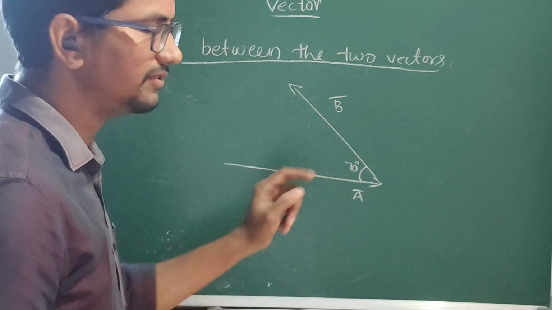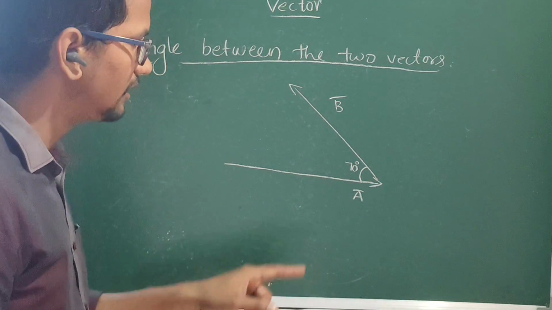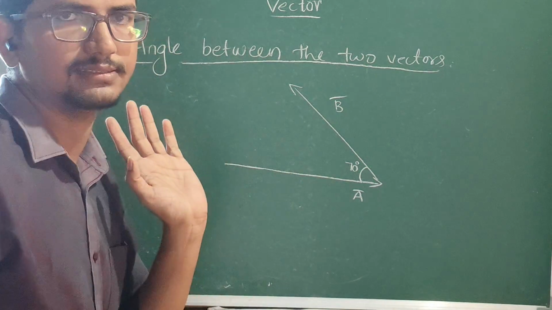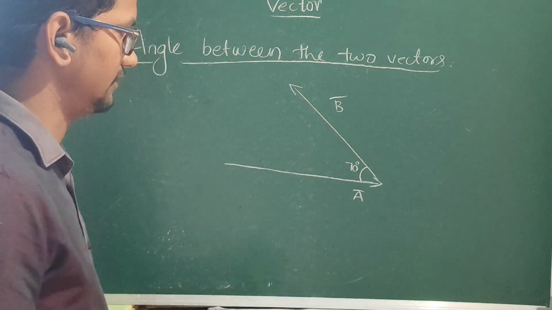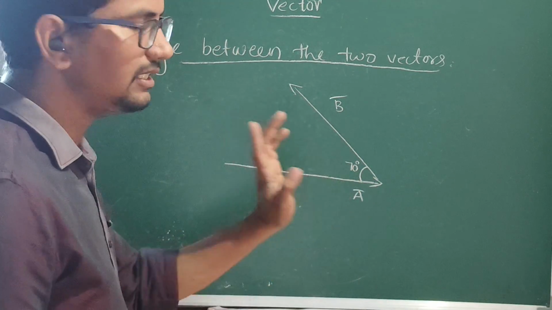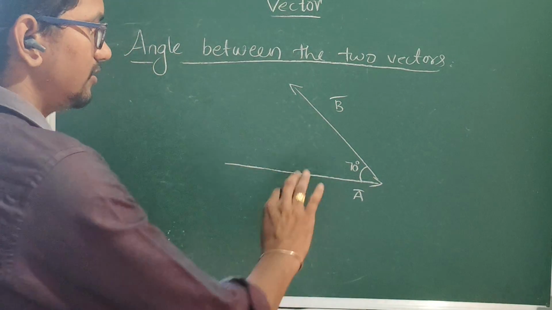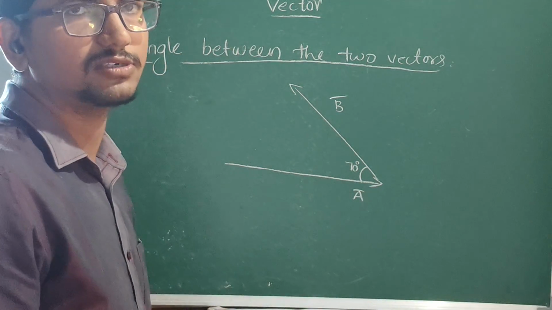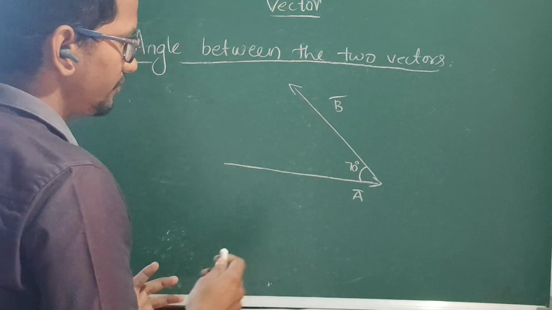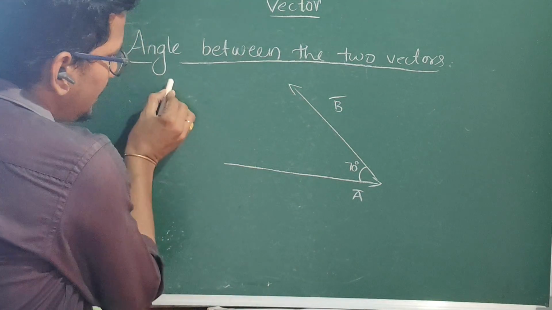Is the correct answer 70 degrees? It's not, because it must always be the angle between the two tails or the angle between the two heads. That is the angle between the two vectors. But here, the 70 degrees is at the tail of the b bar vector and the head of the a vector, so 70 degrees is not the angle between the two vectors. Then what should we do here? We can draw parallel lines.